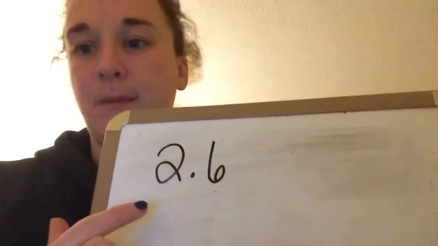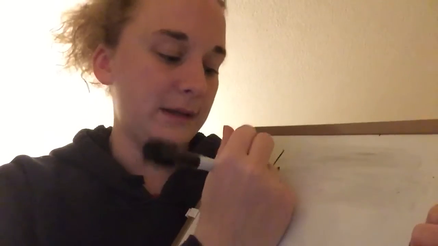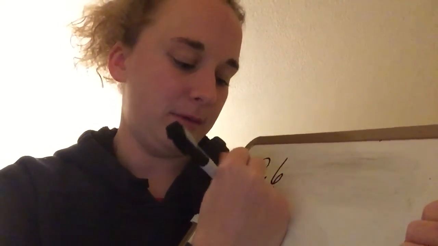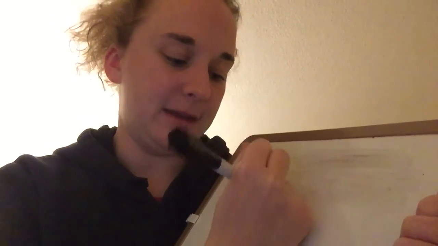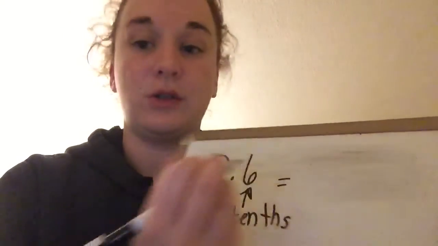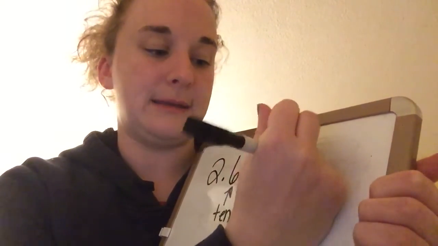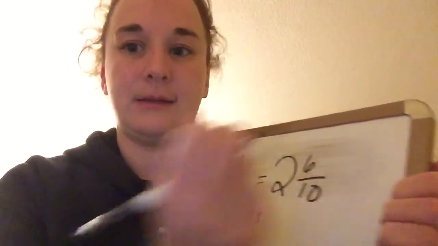Actually, I'm going to do that as an example too. Remember, it would look like 2 and 6 tenths if it looked like this, because the 6 is 1 spot after the decimal, which is the tenths place. So writing this as a fraction would be 2 and 6 tenths. Okay?